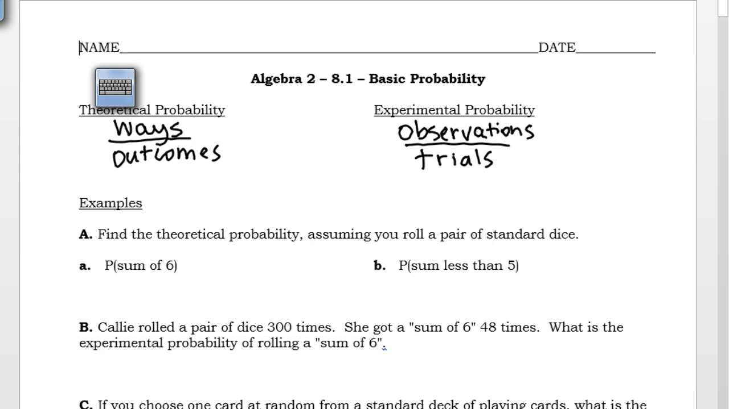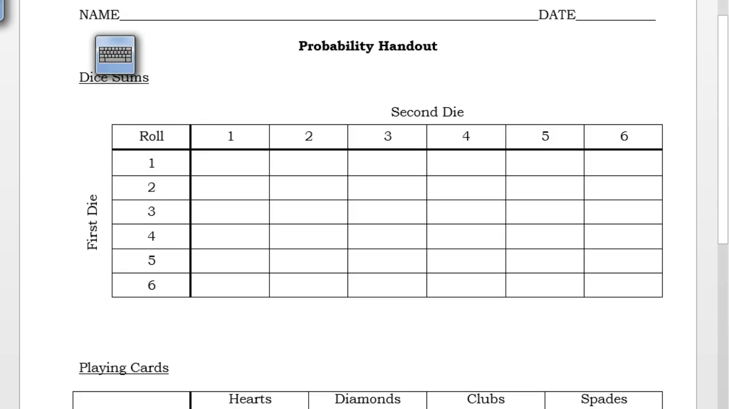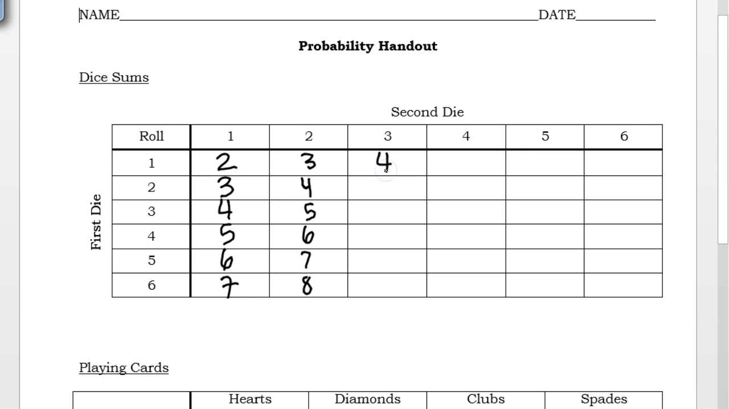It says, find the theoretical probability, assuming you roll a pair of standard dice, and letter A says the probability of a sum of 6. So if I go back to my handout and I add a 1 and a 1, I get a 2, and a 1 and a 2, I get a 3, and a 3 and a 1, I get a 4, and a 5, and a 6, and a 7, and a 1 and a 2 is a 3, and we can kind of see this pattern. It just kind of builds on itself. I'm not even going to finish filling out the whole thing, but I can see right where all of my 6s are going to be.